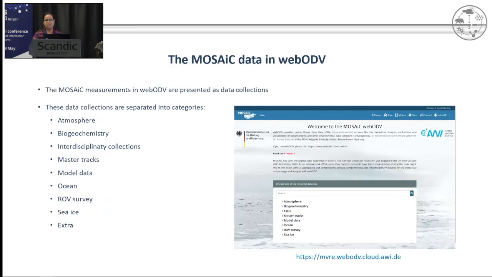So the Mosaic data is divided into categories in webODV: atmosphere, biogeochemistry, interdisciplinary collections, master tracks, model, and so on. And those categories can change over time if necessary.